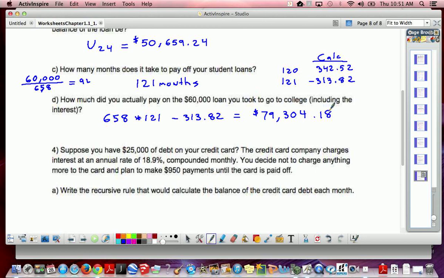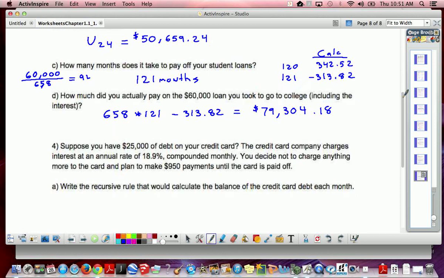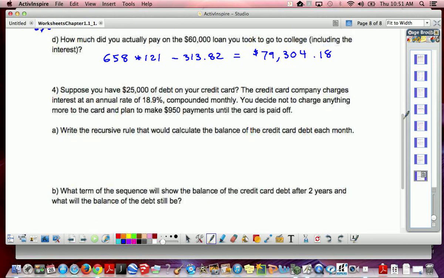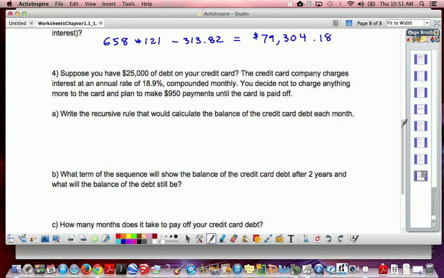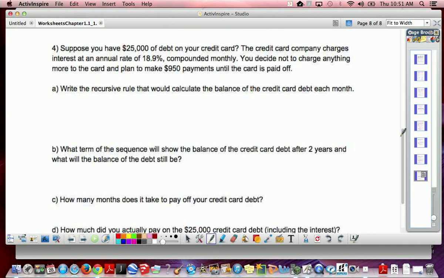So you know how they say, oh, you can just take out loans for college. Think twice about it. It's going to cost you in the long run. Now, I know for some of you it might be the only way, but just be prepared that you're going to have to pay a lot more than the amount that you're borrowing over time.